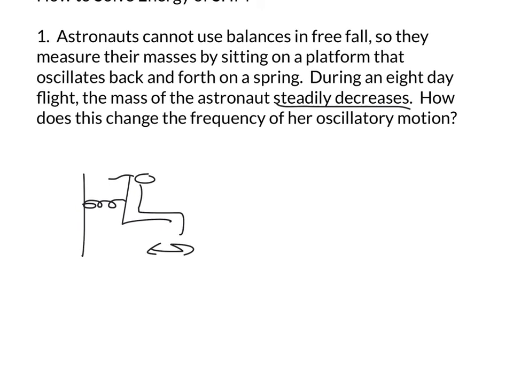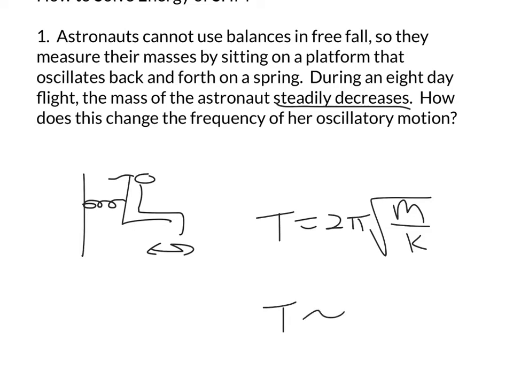So the period of a spring is equal to 2 pi square root of m over k, yes? 2 pi square root of m over k. So what we see then is that T is directly proportional to the square root of m. So if her mass is going down, that's a direct relationship, so the period should also be going down.